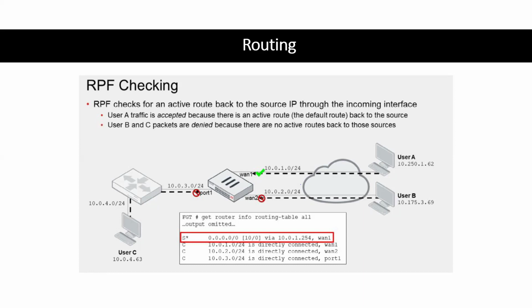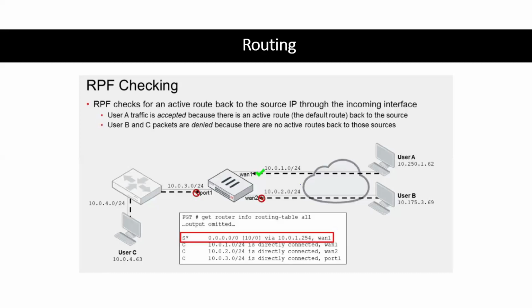So if user C tries to go ahead and send traffic, maybe to user A, the FortiGate's going to say, hey, I see this is the source IP, but do I have a route in my routing table for it? Nah, it failed the RPF check. I'm going to go ahead and drop this traffic. Does that make sense?